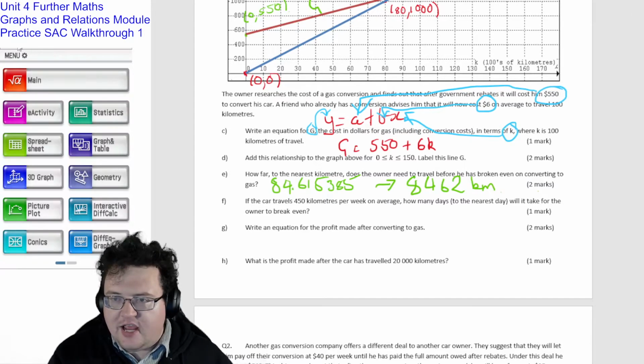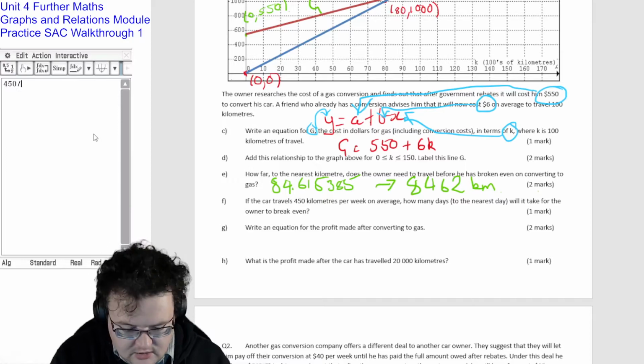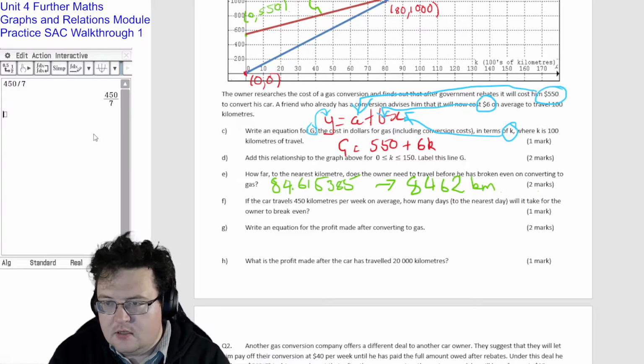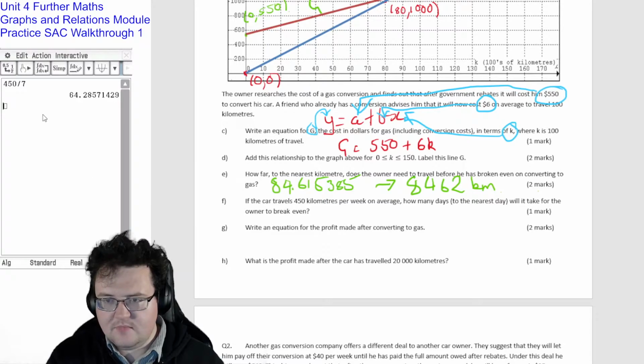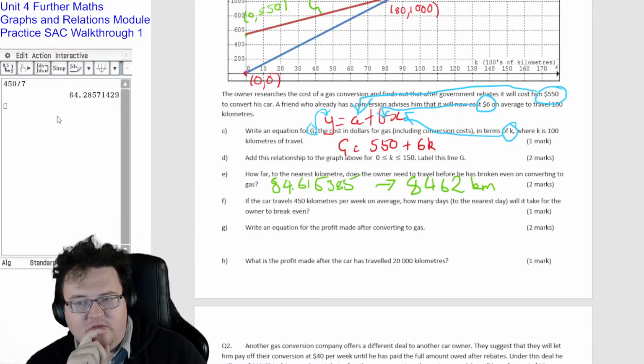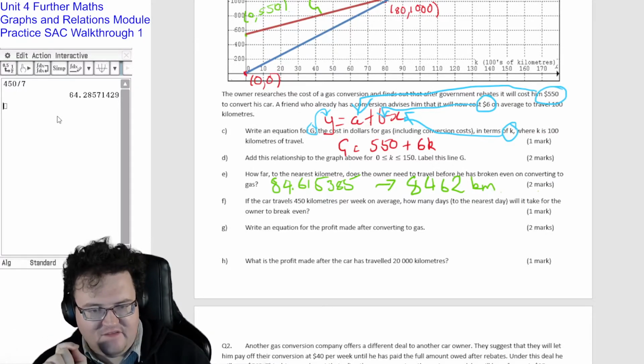So on our CAS, we're going to go back to the main screen and type 450 divided by 7. Our CAS gives it to us as a fraction because we're in standard mode, so I'm just going to hit convert, and I've got this number here. That's telling me that on average this car is traveling 64.28571429 kilometers a day. Now I'm not going to round that just yet. We round at the very end.